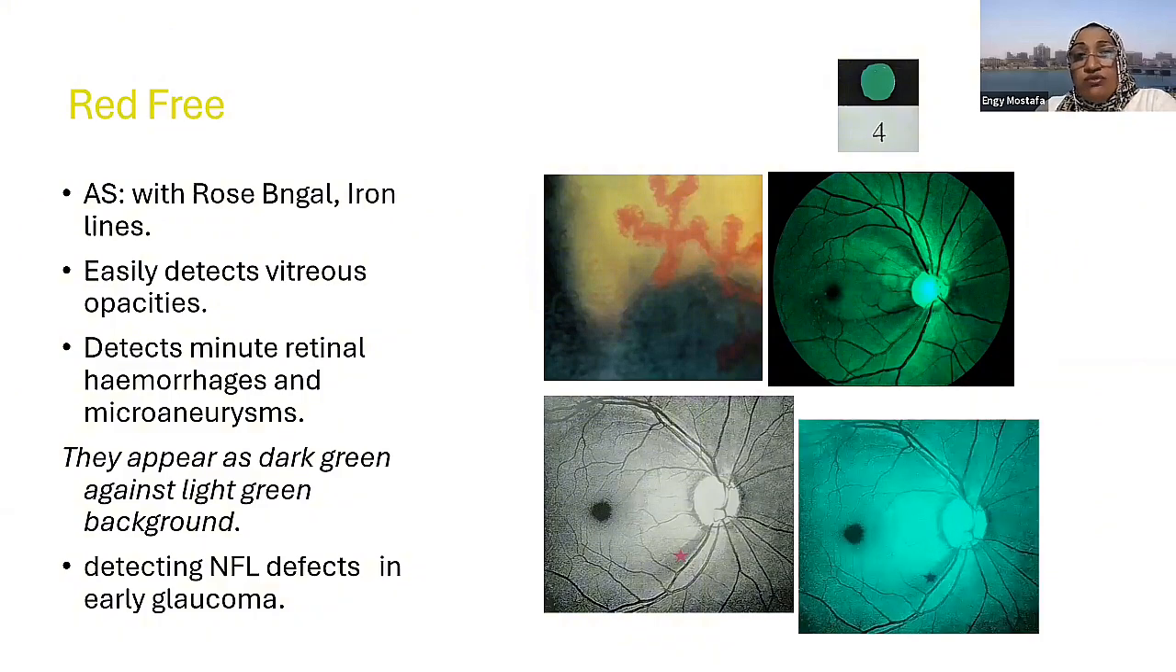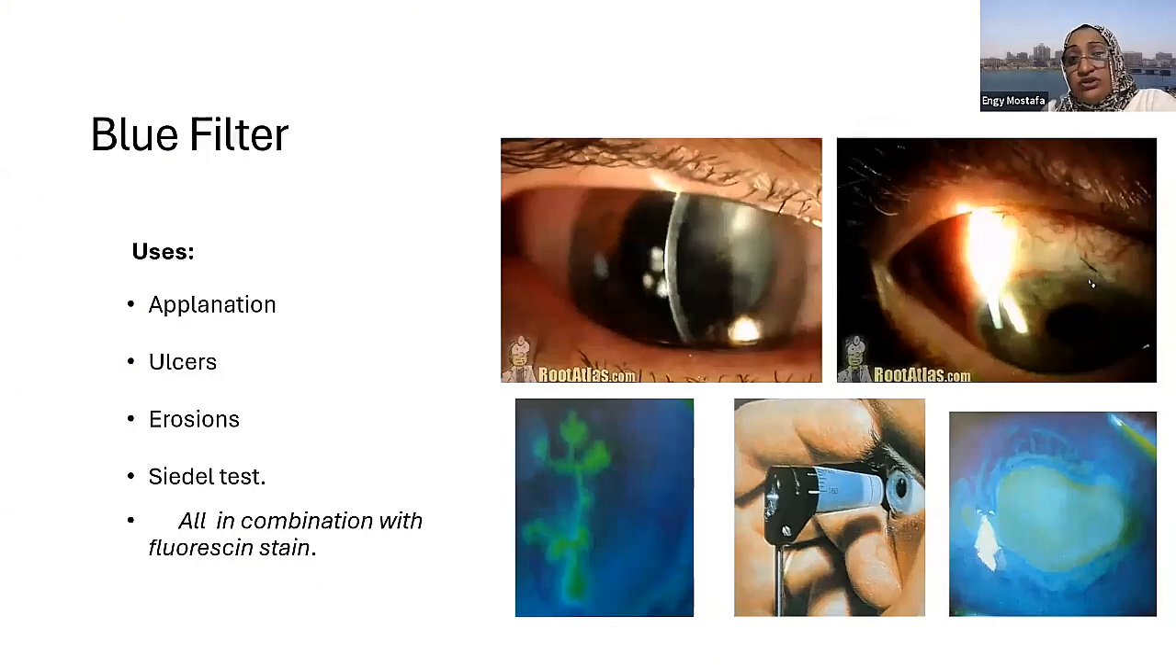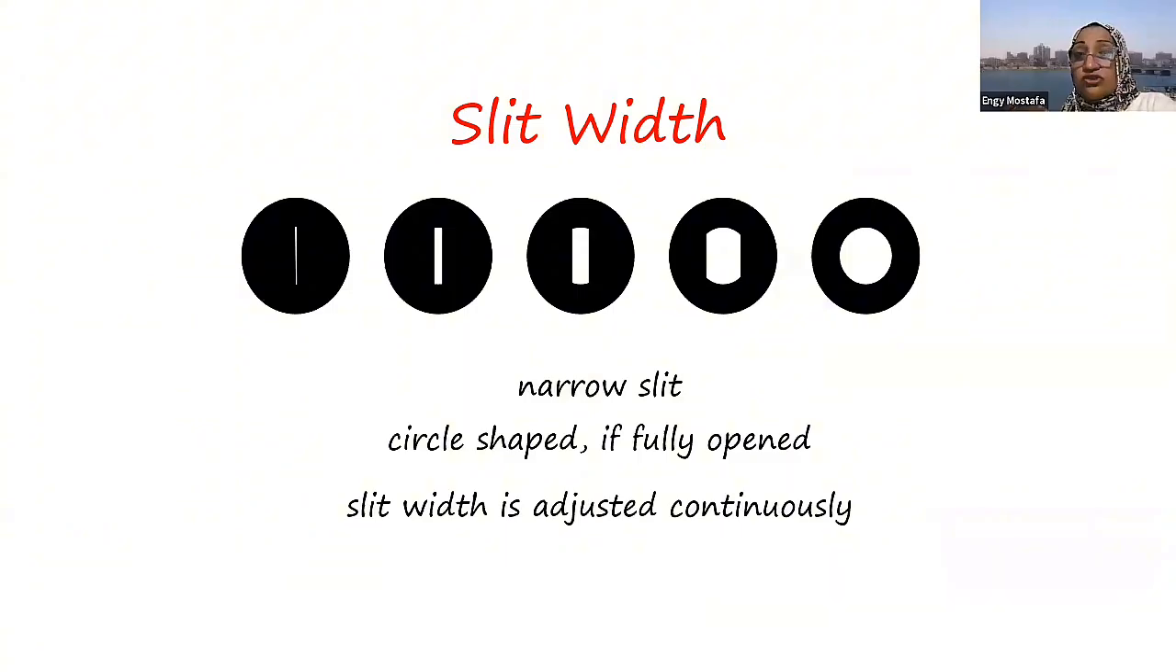While the blue filter, or the cobalt blue as we all know it, is used for applanation, Goldmann applanation, and for ulcers, erosions, and the Seidel test, but we have to use the fluorescein dye or the fluorescein stick with it.